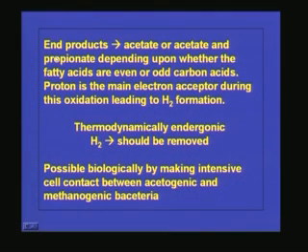It depends upon the number of carbon atoms present in the long chain fatty acids. So that is what I have written here. The end products are acetate, or acetate and propionate, depending upon whether the fatty acids are even or odd carbon acids. If it is an even number fatty acid, then you will get only acetate, and if it is an odd carbon acid, then you will get acetate plus propionate, because we know that acetate has 2 carbon atoms and propionate has 3 carbon atoms. Along with this acetate and propionate we will get a lot of hydrogen, H2, from the beta oxidation, and this hydrogen production in a way is good, because certain methanogens can convert this hydrogen and carbon dioxide to methane.